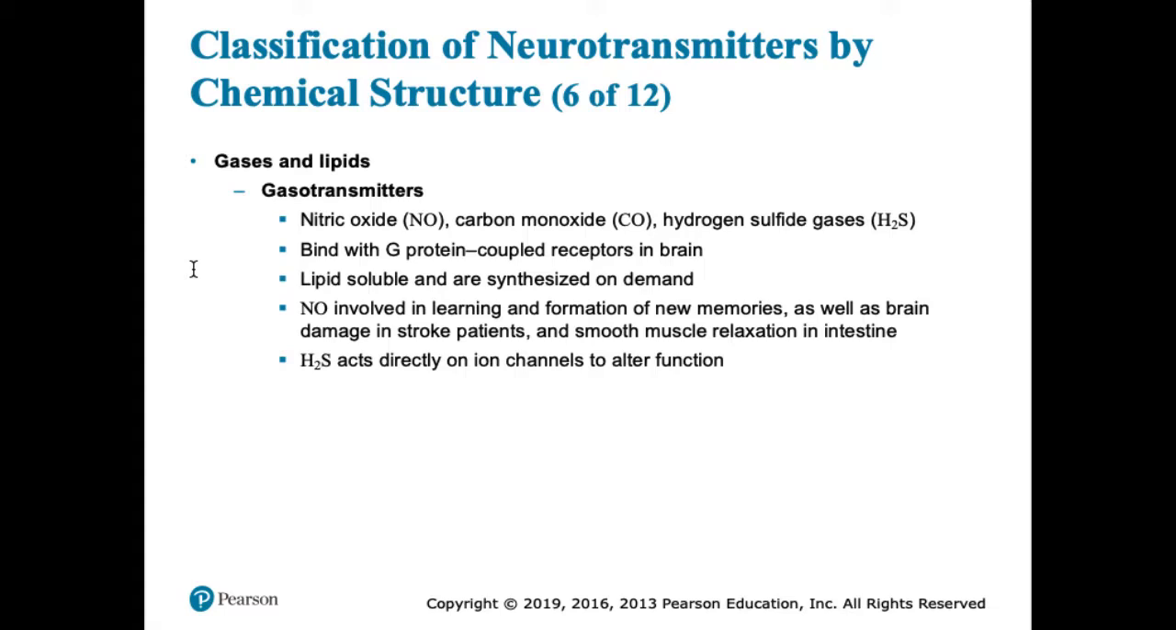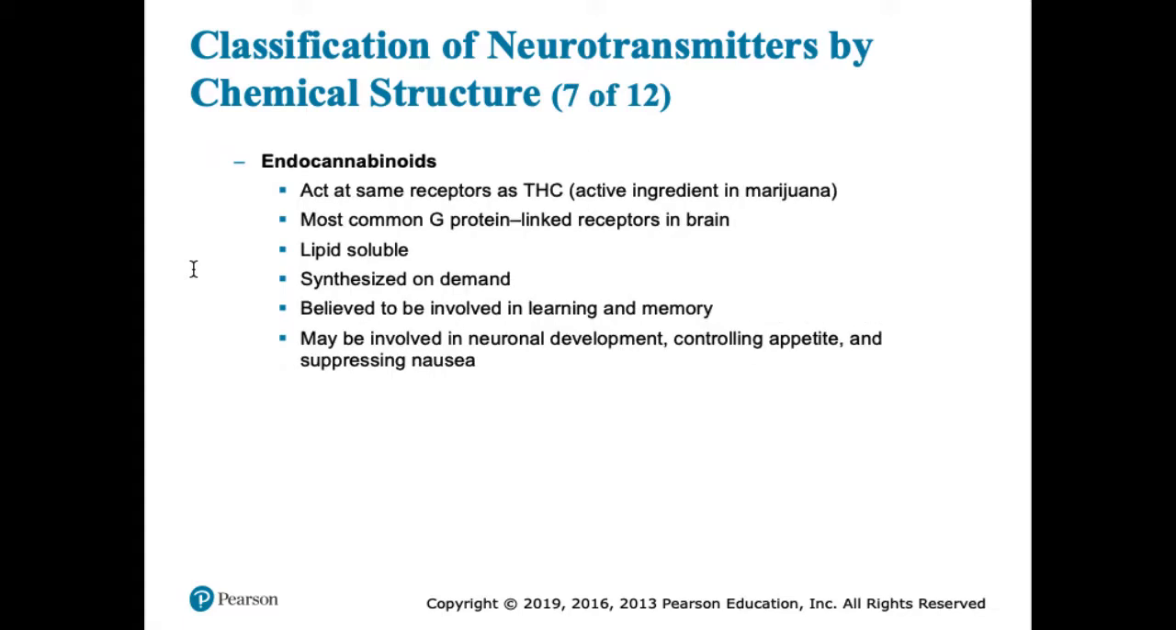Gases and lipids, so there are some gasotransmitters as well. Nitric oxide, carbon monoxide, hydrogen sulfide gases. They bind with G protein coupled receptors in the brain. They are lipid soluble and are synthesized on demand. So NO is involved in learning, formation of new memories, as well as brain damage in stroke patients and smooth muscle relaxation in the intestine. H2S, hydrogen sulfide gas, acts directly on ion channels to alter different functions.